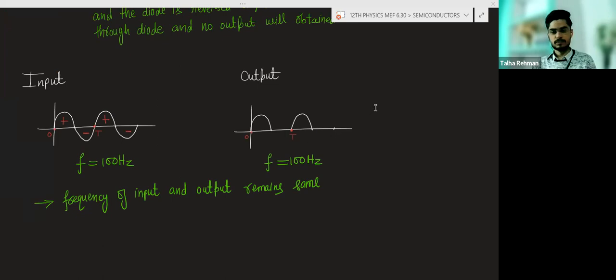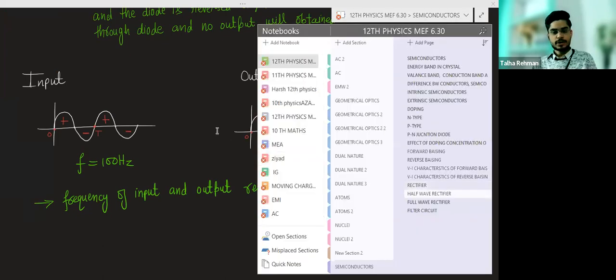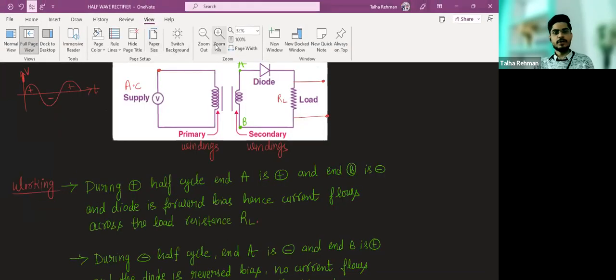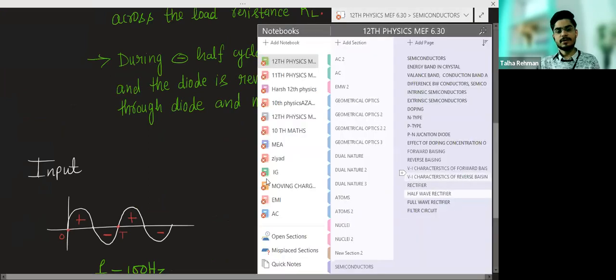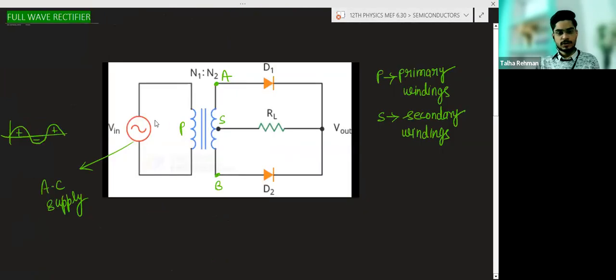Okay, so half wave rectifier is done. Now we will discuss the full wave rectifier. In the full wave rectifier, this is the primary winding and this is the secondary winding, and the primary winding is connected with the AC supply like this. N1 is the number of turns in the primary winding, N2 is the number of turns in the secondary winding. This is point A, this is point B. The load resistance is connected like this. This is diode 1 and this is diode 2.